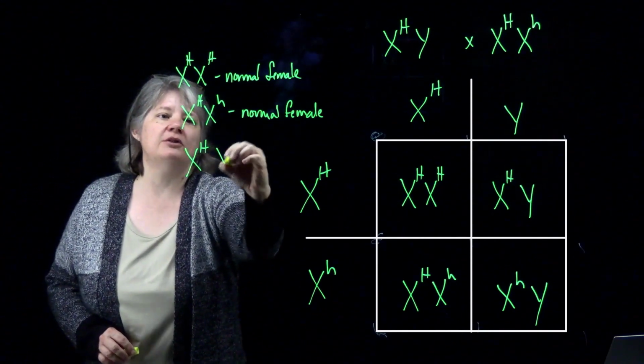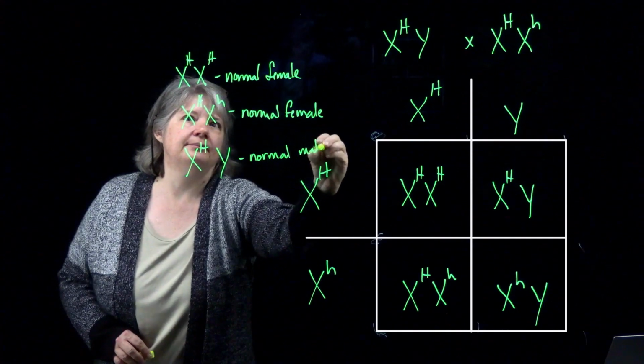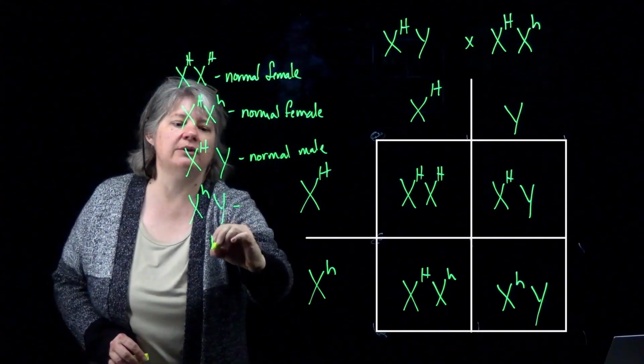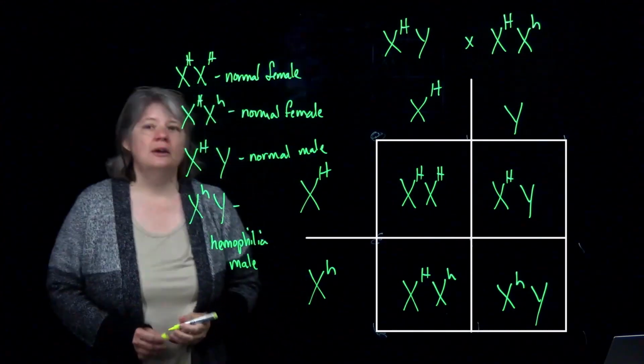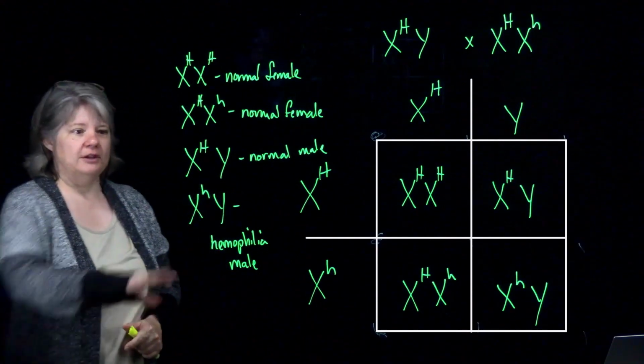Then we have X big H Y. That's a normal male. And then we have X little h Y, and that is a male with hemophilia. Okay, so out of 4 possible offspring, only 1 has hemophilia.